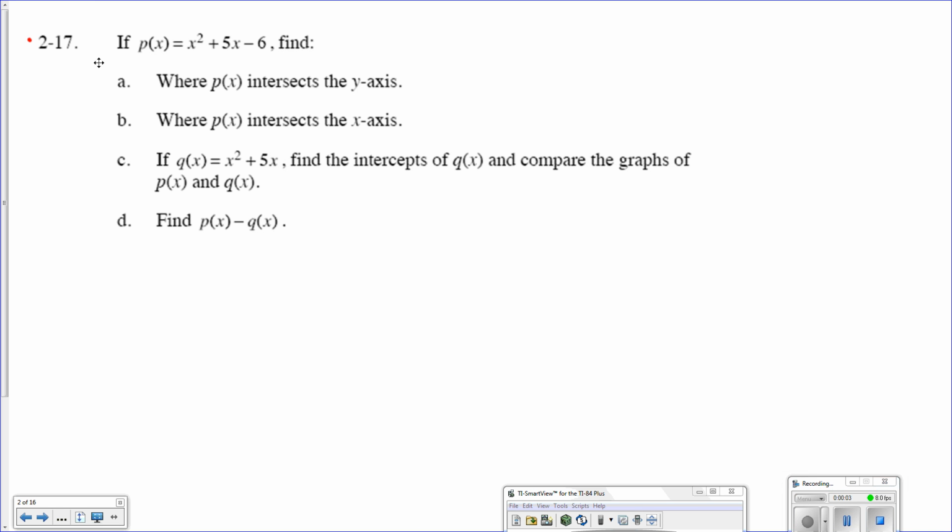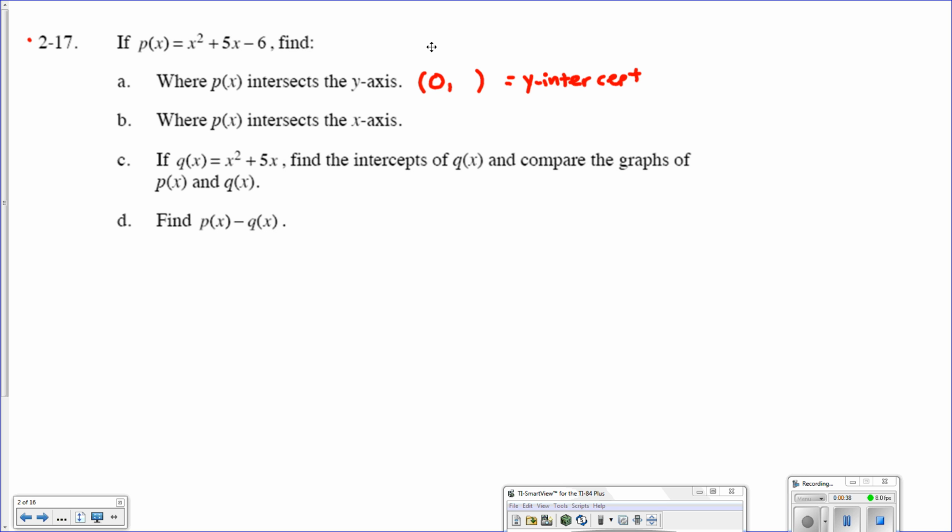Problem 2-17. If p of x equals x squared plus 5x minus 6, find, letter A, where p of x intersects the y-axis. If we're trying to figure out where it's going to intersect the y-axis, we're looking for the y-intercept. So remember, every point on the y-axis is going to have an x-coordinate of 0.